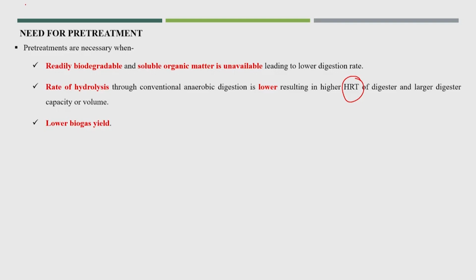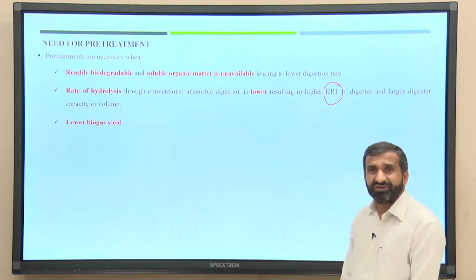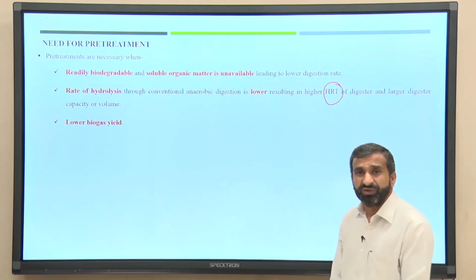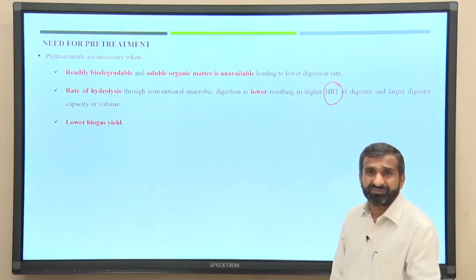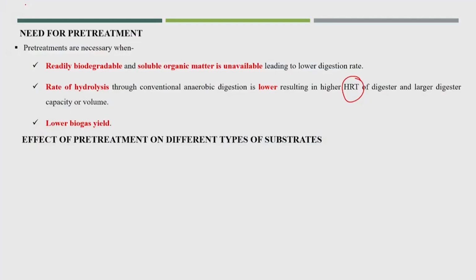Or lower biogas yield. If any organic matter is producing lower biogas, then by including the pretreatment process or hydrolysis process, we can increase the biogas yield. Now, the effect of pretreatment on different types of substrate.